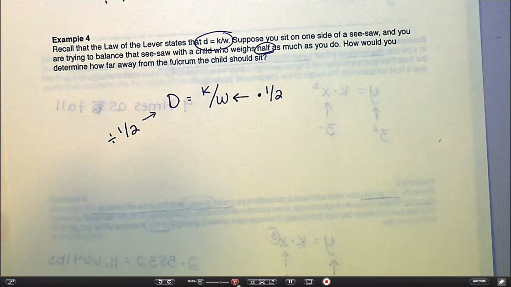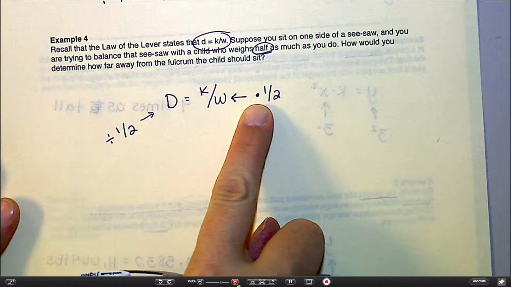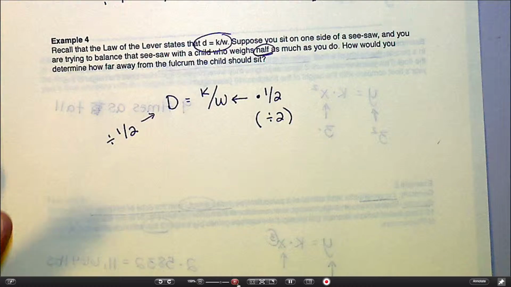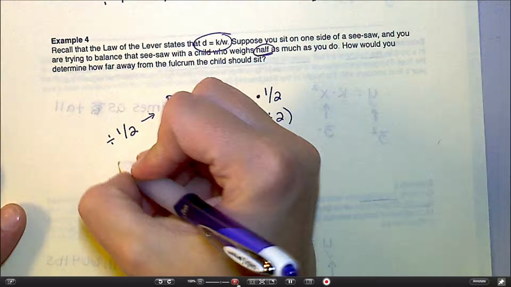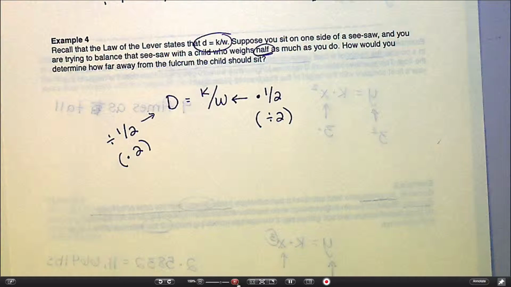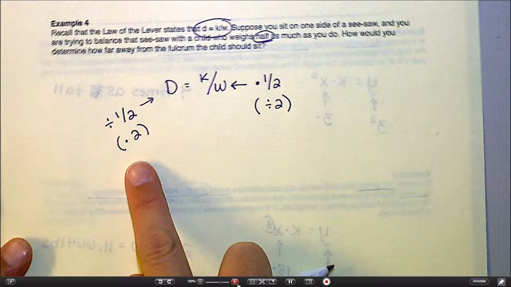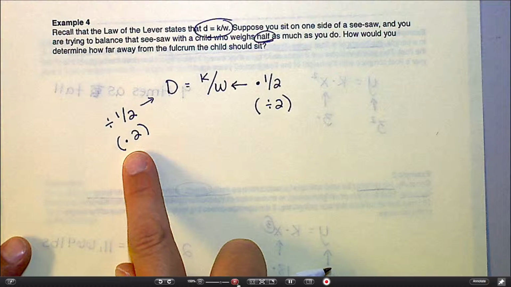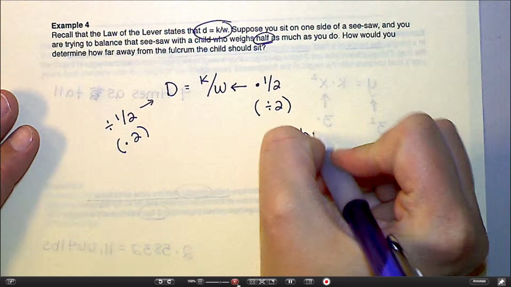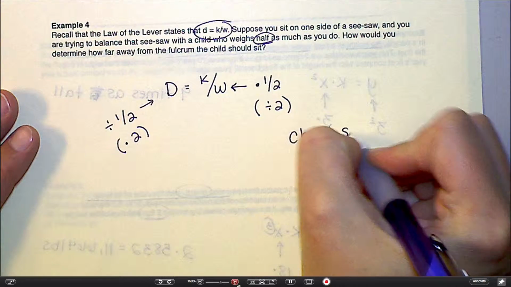Multiplying by 2, yeah. Dividing by a fraction is the same as multiplying by the reciprocal. So just like Selena was just saying, when we multiplied by 1/2 over here, that was really the same as dividing by 2, right? And dividing by 1/2 over here is really the same as multiplying by 2. Okay, so either one of those would be okay. Does that make sense? So how would I determine it? The child would need to sit what in comparison to where I'm sitting? Twice as far. Yep. So however far away you are sitting from the center, the child would sit twice as far.